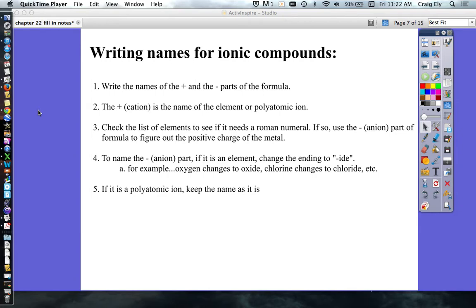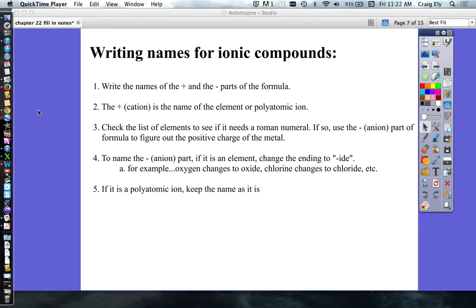You have to check the list of elements to see if it needs a Roman numeral. Remember, if it's a transition metal, they require a Roman numeral because they can have more than one charge. All right, so remember, the Roman numeral tells us the charge of that transition metal. Then the second part is the anion, or it could also be a negatively charged polyatomic ion.